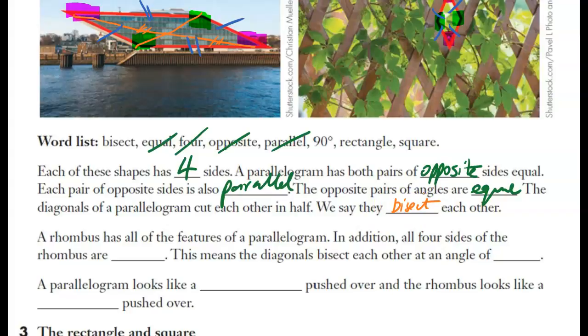So a rhombus has all features of a parallelogram. So what that means is it is a special type of parallelogram. A rhombus is actually really important because it's a special type of parallelogram, and it's also a special type of kite. And so a rhombus has all the features of a parallelogram and more. That's how we can distinguish between a rhombus and a parallelogram. It has all sides equal, and the diagonals bisect each other.